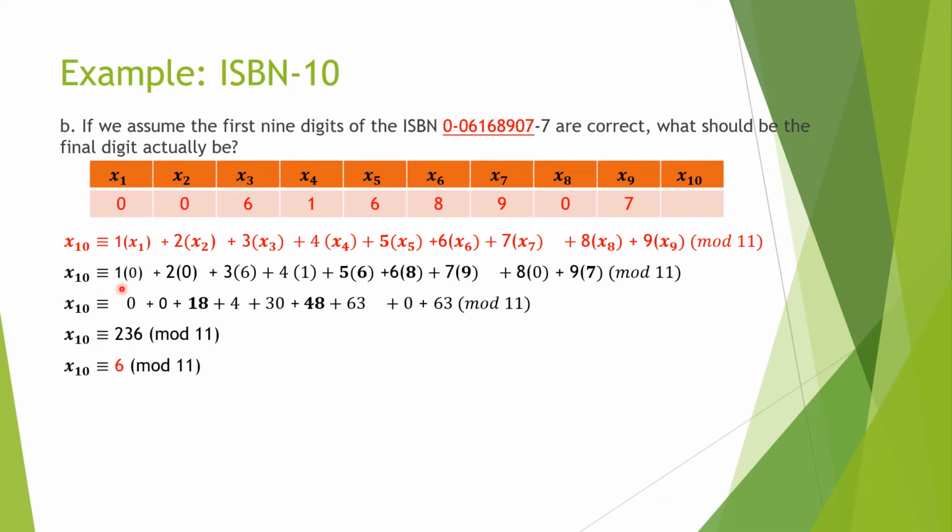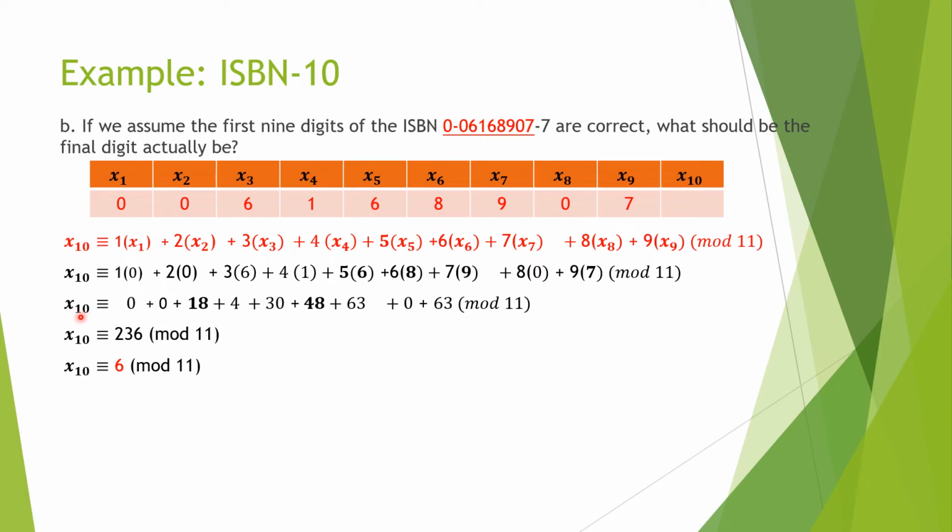So we have here x sub 10 is congruent to 1 times 0 plus 2 times 0 plus 3 times 6 plus 4 times 1 plus 5 times 6 plus 6 times 8 plus 7 times 9 plus 8 times 0 plus 9 times 7, modulo 11. After that, we have to perform the indicated operation.